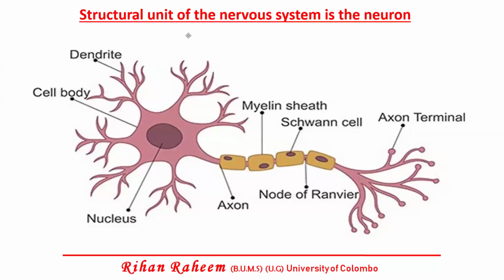This is the structure of the neuron. Neuron is the structural unit of the nervous system. Yes, we know all those things.